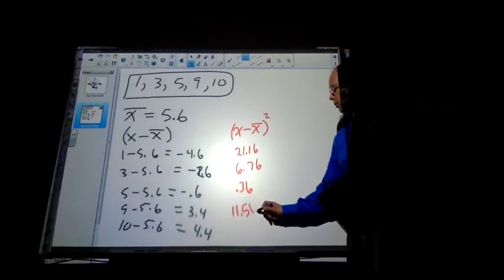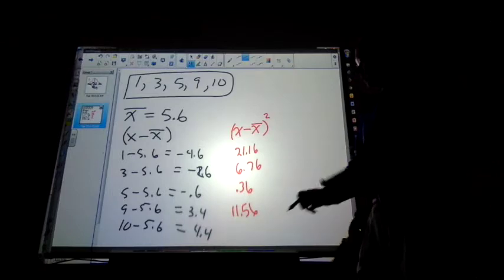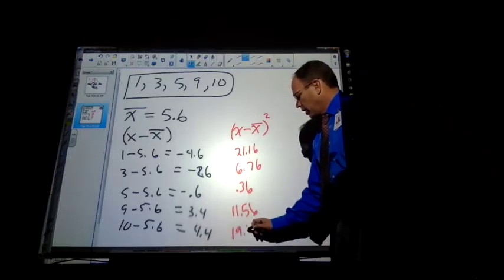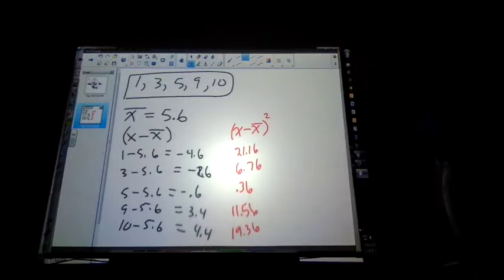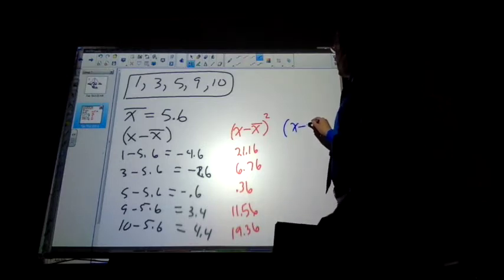$11.56. And then 4.4 squared, please. 19.36. Okay, so does everybody understand how we just generated those numbers? And does everyone understand why they're positive now? Does that make sense?